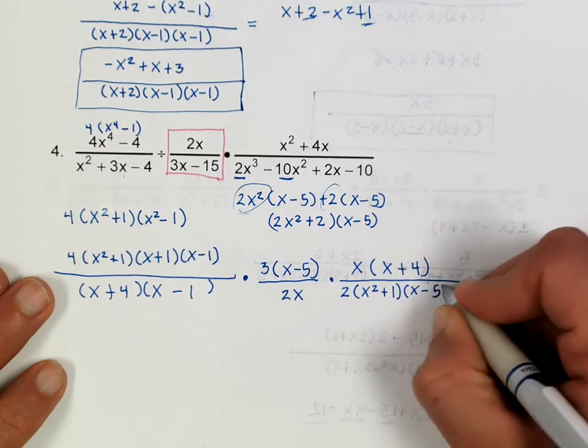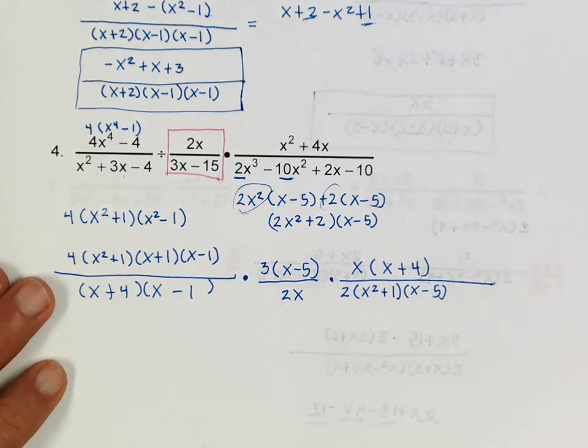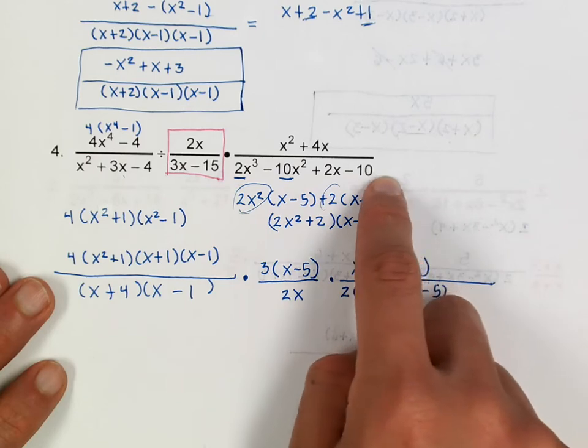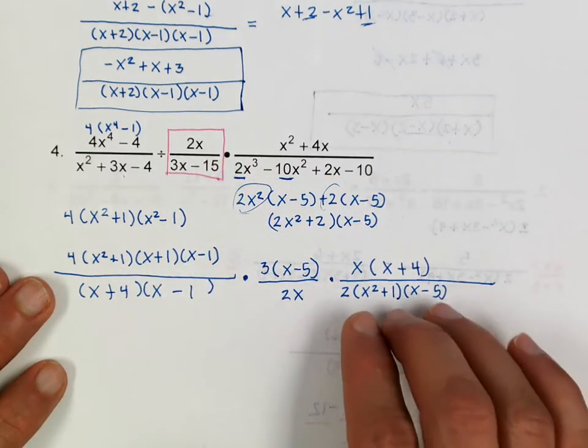Now, if I had noticed from the very beginning, I could have gotten that 2 out, since the common factor for all of this is 2. I could have factored a 2 all the way out, and that would have given me the same answer as what I got here.